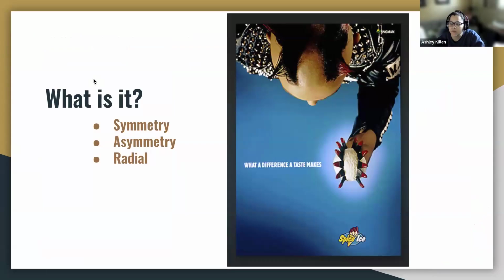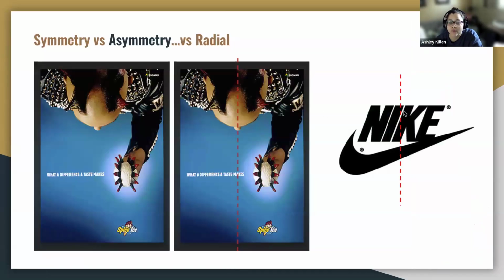So next up, when we look at this poster, this isn't a movie poster. This is like an advertisement for an ice cream. But which is it? Symmetrical, asymmetrical, or radial? It's asymmetrical. Huh, I almost got it wrong myself.